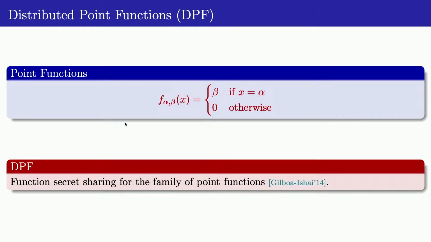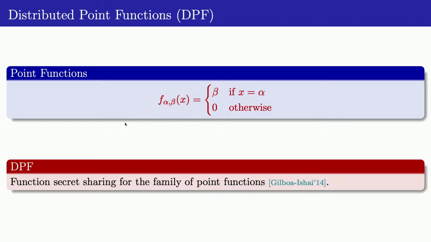Okay. To know what the distributed point function is, we first need to look at what the point function is. This is a very simple function where it's zero everywhere, except at one point, which I denote by alpha, where it equals some arbitrary beta defined by the function. So this is a point function. And the distributed point function is basically function secret sharing for the family of point functions.